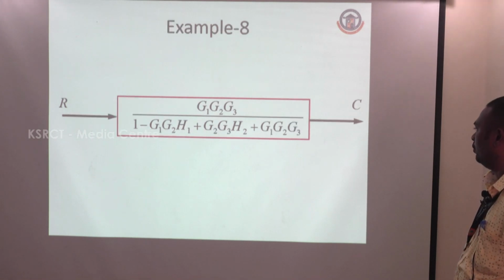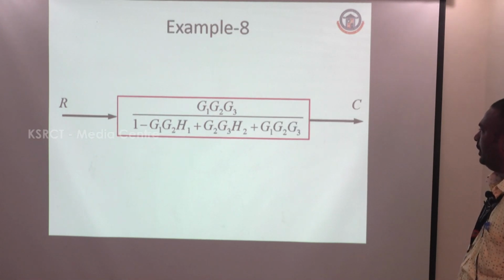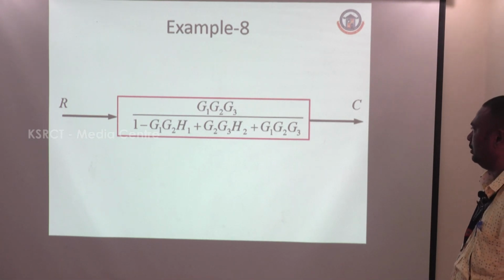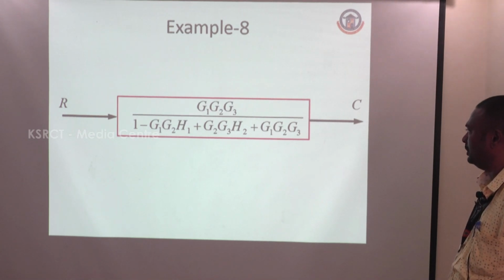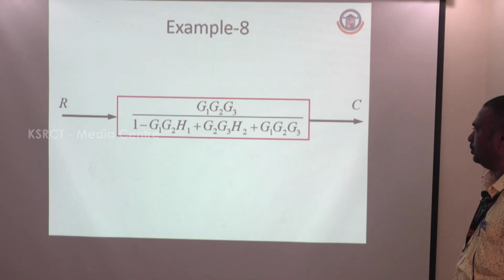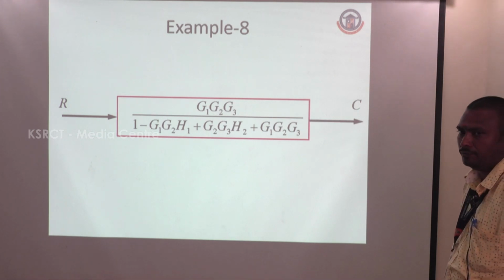Here there is one feedback function, so we add the feedback function, giving G1 G2 G3 divided by 1 minus G1 G2 H1 plus G2 G3 H2 plus G1 G2 G3.